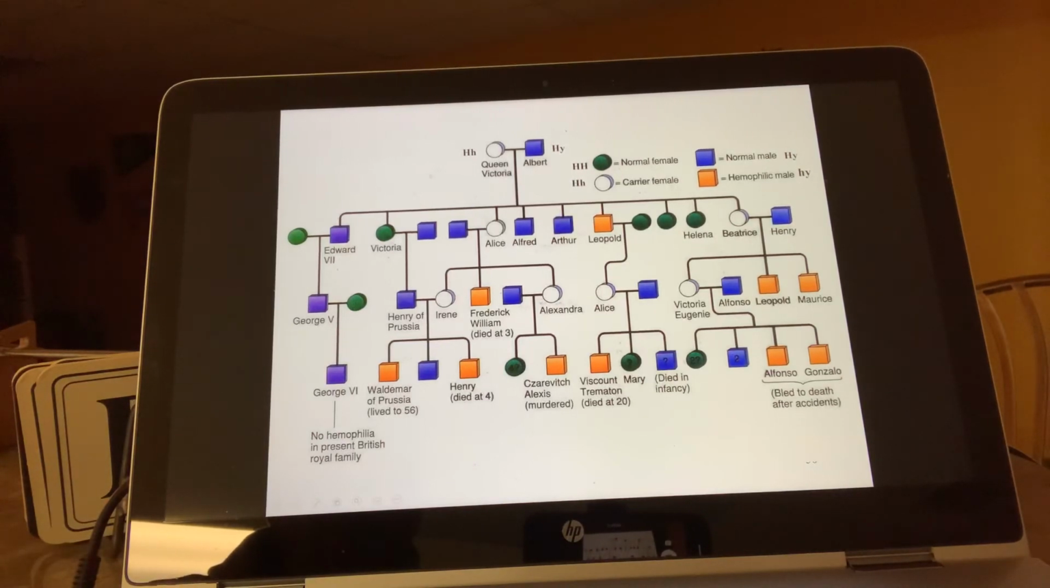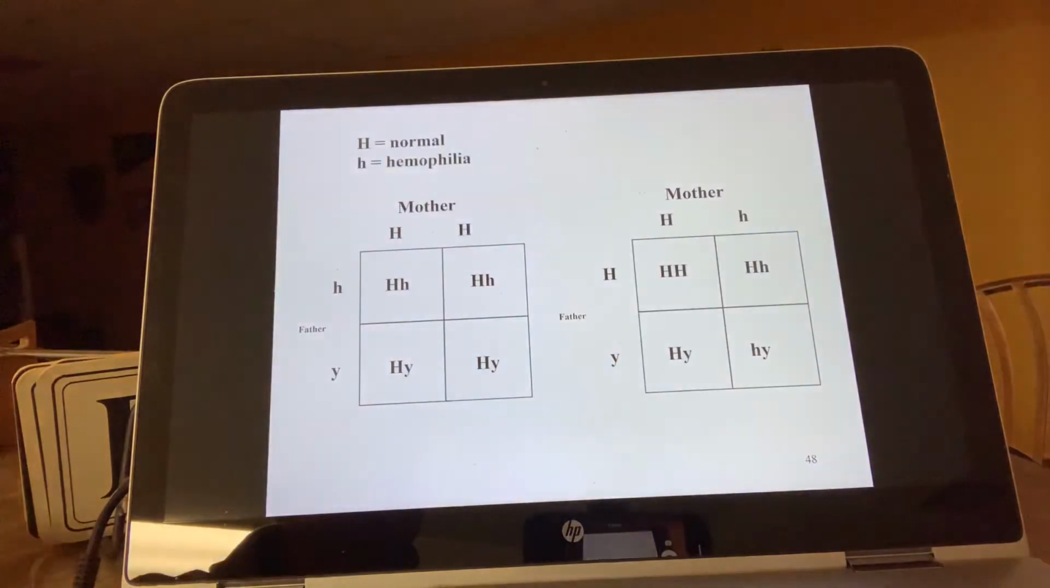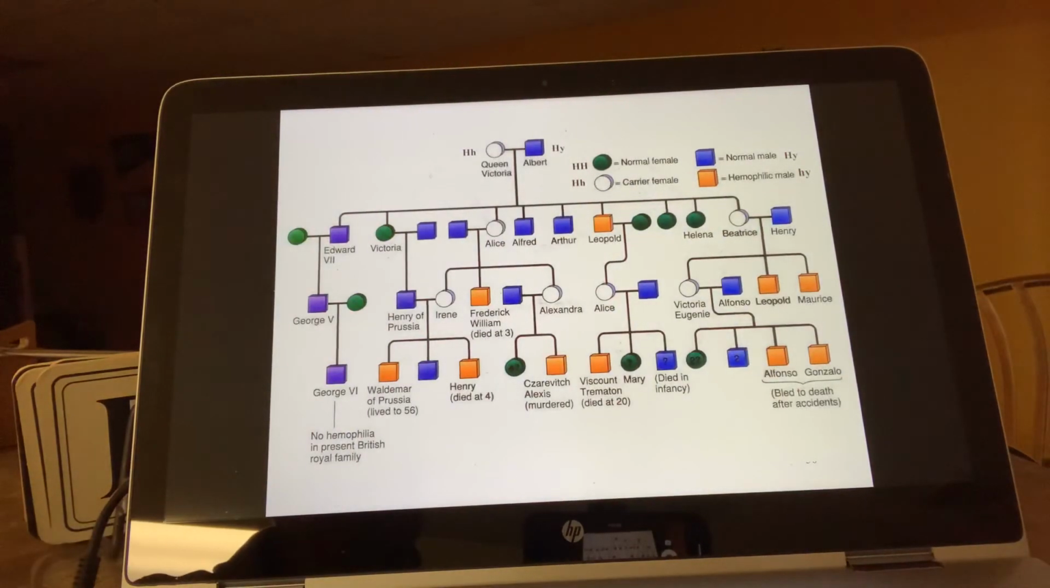The third child was a daughter, Alice, and Alice turned out to be a carrier like Queen Victoria, which means Alice got these alleles like the mother. So Alice got the same alleles that her mother had. What did that mean? Well, that meant that when Alice then had children with her husband down the road, one of her sons, Frederick, ended up a hemophiliac male.